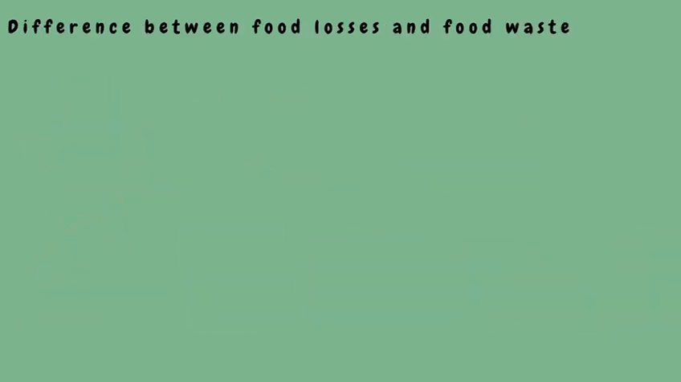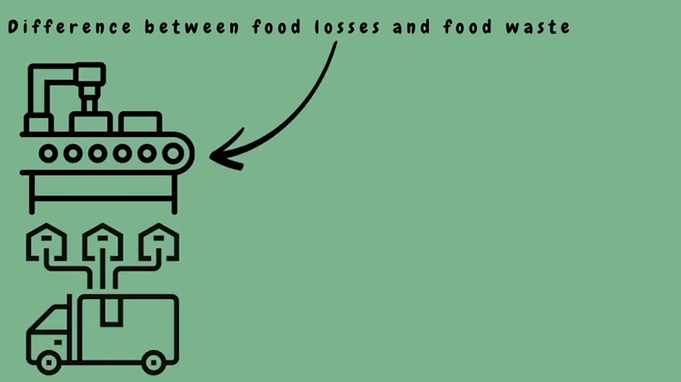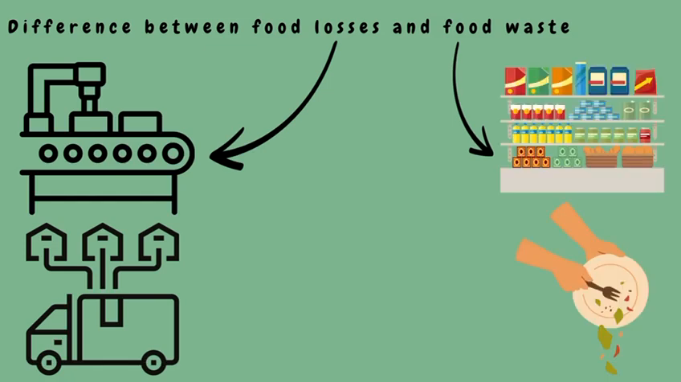We can distinguish between food losses, which occur during production and transport, and food waste, which happens in stores or households and is often avoidable.